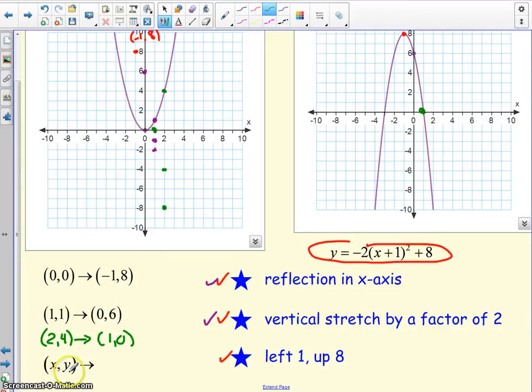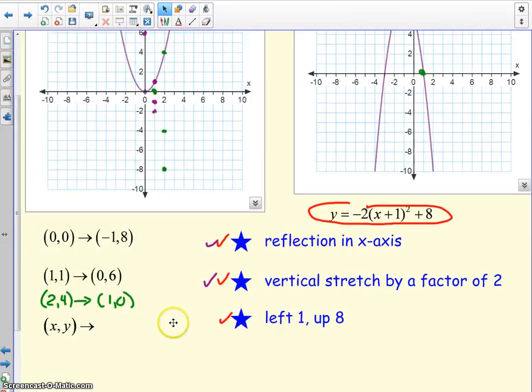So I want to see what happens to a general point (x, y). I want you to think about first what happens to the general point (x, y). See if you can come up with a rule for what happens to all the x and y values, and we're going to take this up in part 2 of the video.